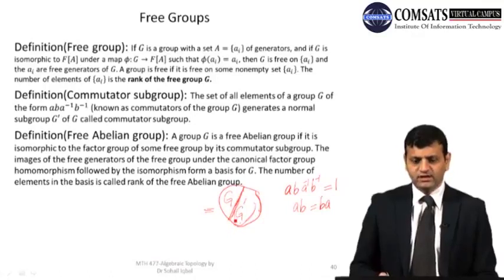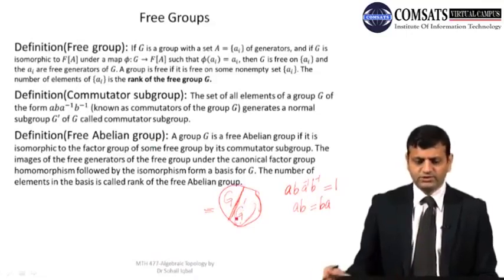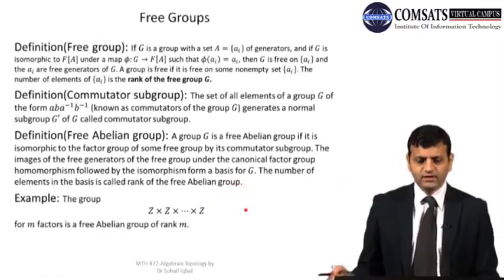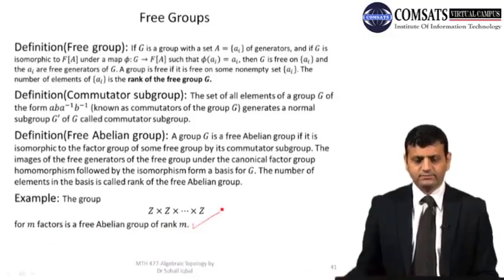So we have taken care of every non-abelianness, and then we have taken the quotient of this thing. So if we have a free group, and we take the quotient of this free group with the commutator subgroup, then we will get a free abelian group. So the group Z cross Z up to so on for m factors is a free abelian group of rank m.